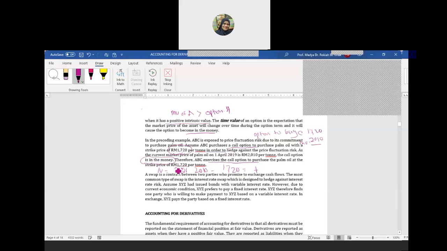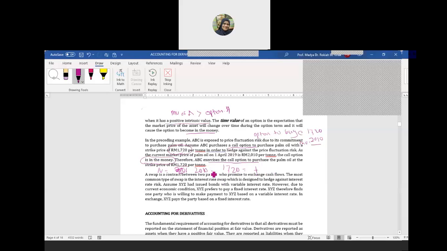Even though the market value is 2010, you're able to buy at the price of 1720 because you already entered the option. You already bought the option, saying that I'm going to buy that palm oil at the price of 1720. So in this case, you're going to have a profit because you pay less than the market value.